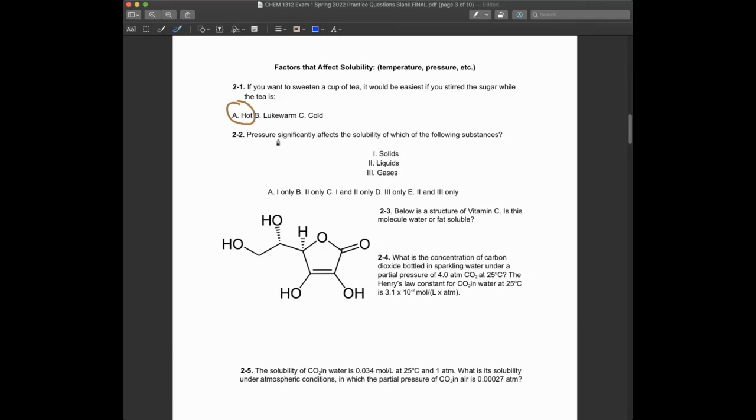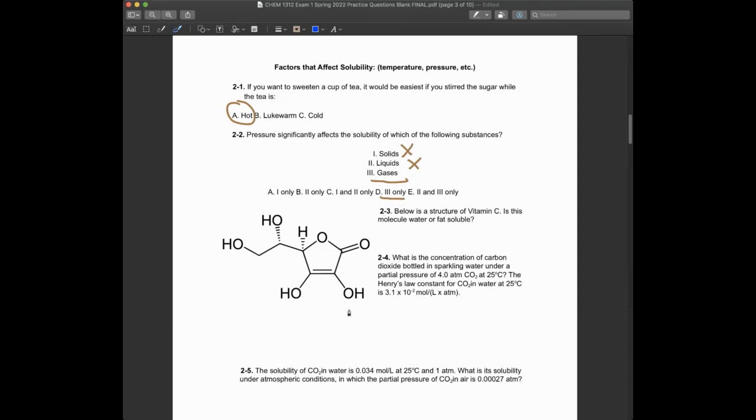Pressure significantly affects which of the following substances? I'll give you a few seconds to answer that question. Yeah, so it'll just be gases. It doesn't affect solids or liquids, just gases.